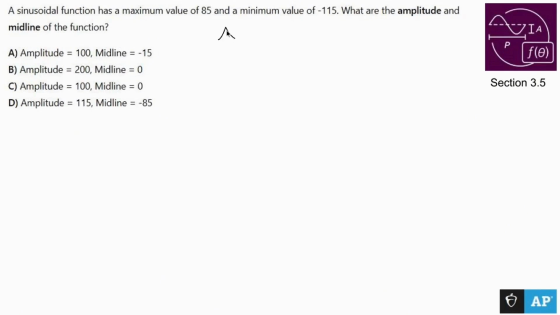So basically, I'm just going to pretend that this is all wavy, and it peaks out here at 85 and bottoms out here at negative 115. Okay? And we have to remember that the amplitude is half of the total height. So how do I find out half of the total height?